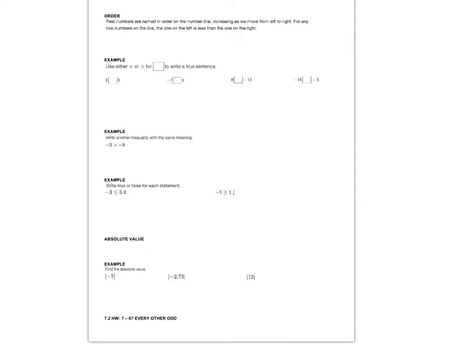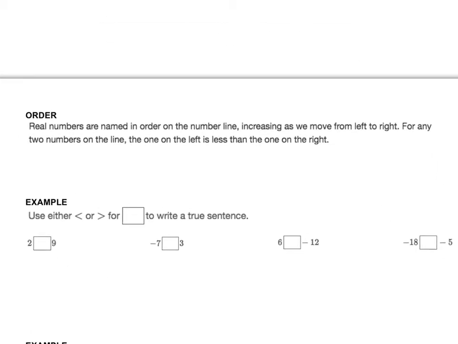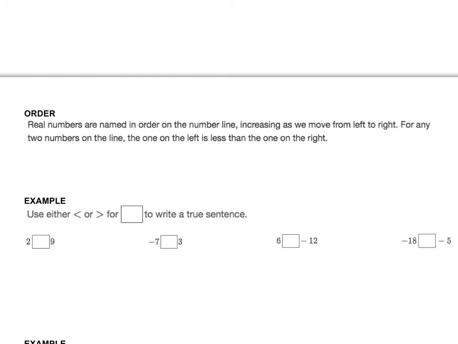I know I'm going slow, but I just want to make sure that we know how to do this. Okay, the next thing we need to talk about is order of numbers. Real numbers are named in order on a number line, and they increase from the left to the right. For any two numbers on the number line, the one on the left is less than the one on the right.